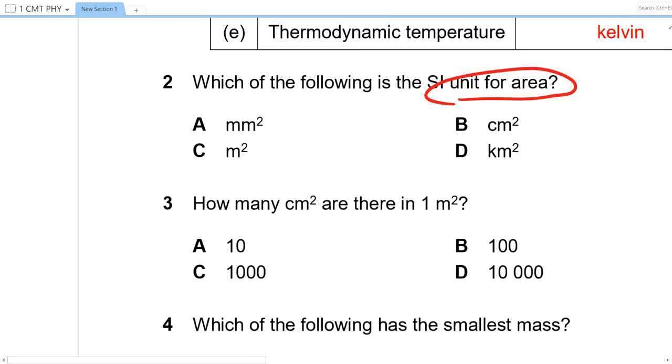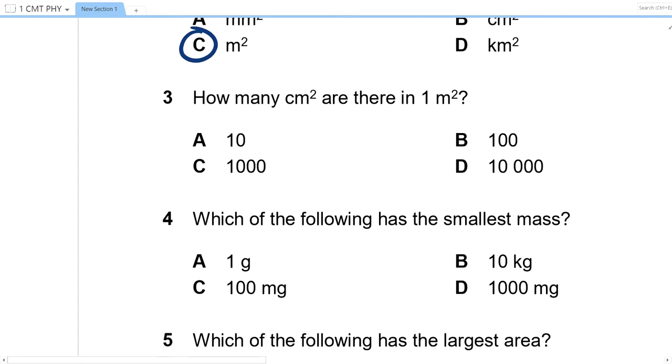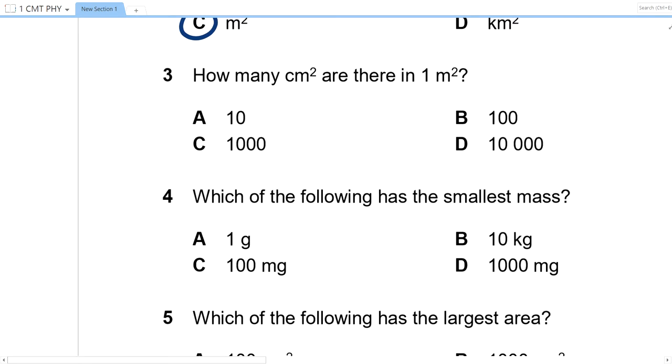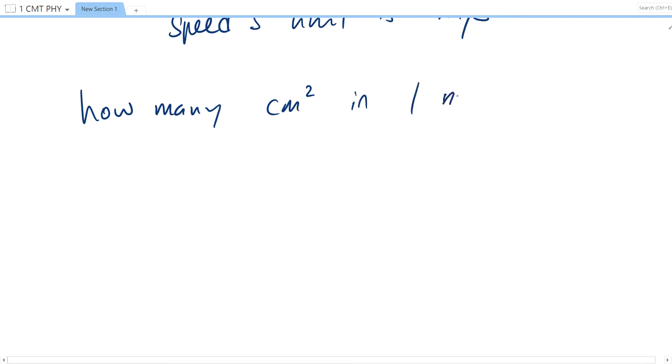So here we've got answer C, square meters. How many square centimeters are there in 1 square meter? I tell you, I know that A is definitely wrong. What else is definitely wrong? D? How do we decide? How do we decide what the answer is? How many square centimeters in 1 square meter? How do we do this question? Did anybody teach you before? Have you done conversion in primary school for this? Or how do you do it? How did your teacher teach you?